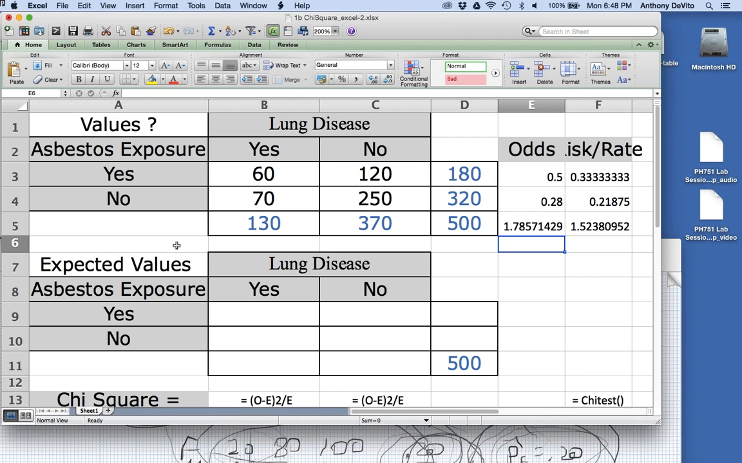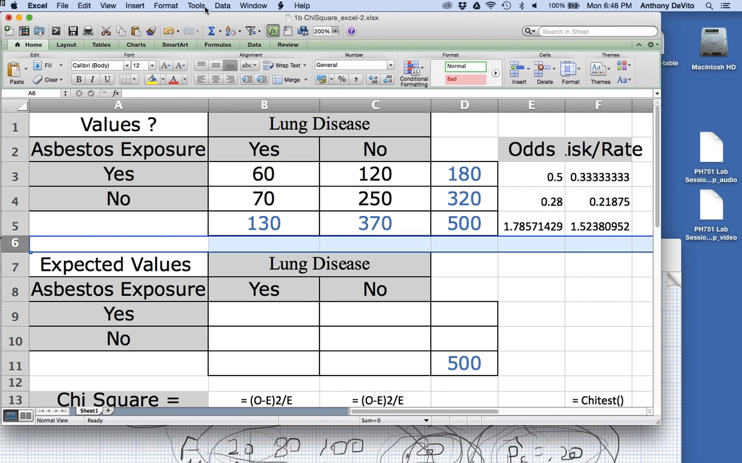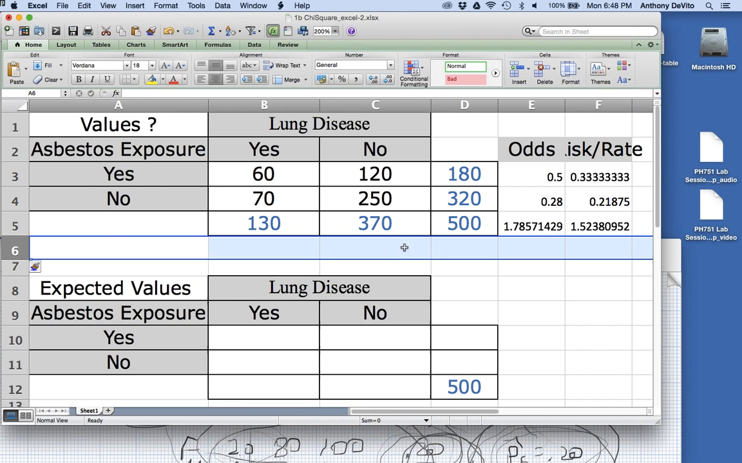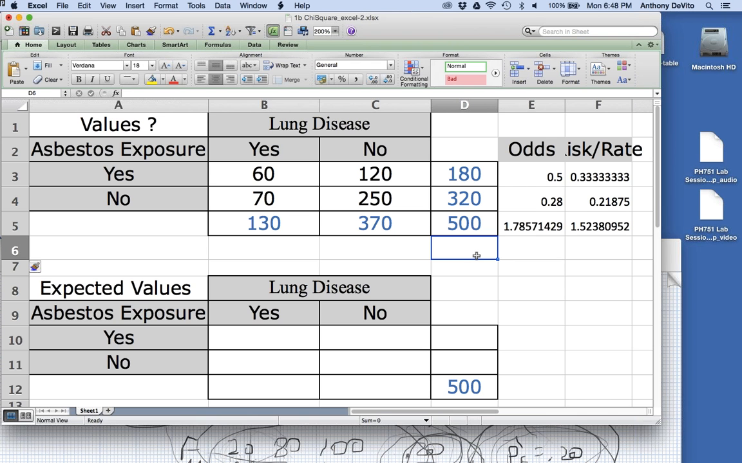There's another statistic that we can use to understand whether or not there's an association between asbestos exposure and lung disease. One of the things that we can see here is that we took a random sample of 500 people from this high risk population. I'm going to insert a row here so it makes it a little easier to see. And we noticed that 500 people were chosen randomly, right?